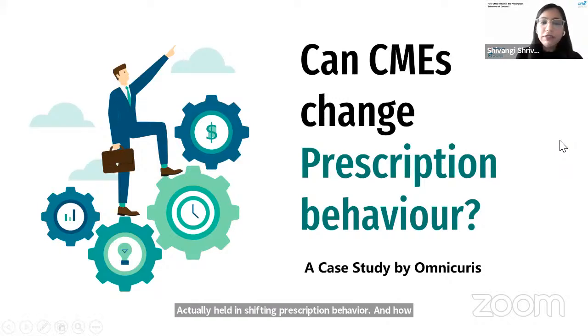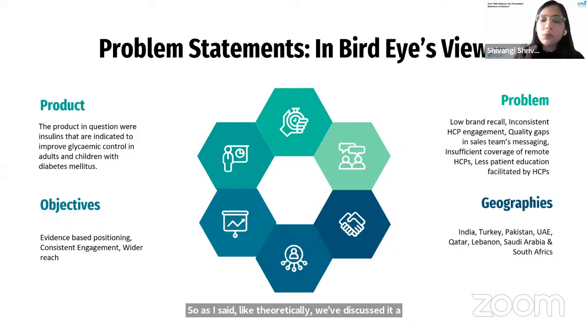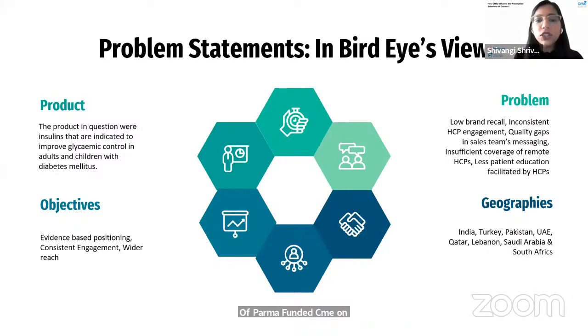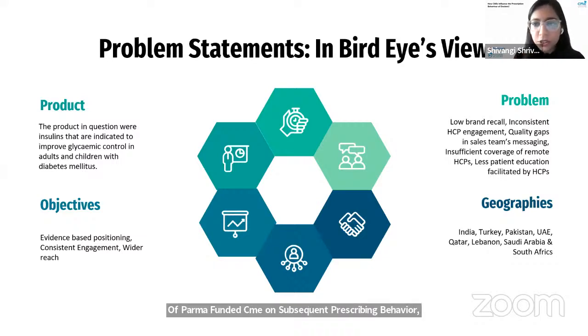So as I said, theoretically we've discussed it a lot, but what does the research say about changing prescription behavior? Now, I'm going to be talking about a small study, which is published on ResearchGate, available for public access. This research studied the effects of pharma-funded CME on subsequent prescribing behavior. And it was found that in each case, there was a greater increase in prescriptions for the drug made by the sponsoring company than for any other drugs in the same class.